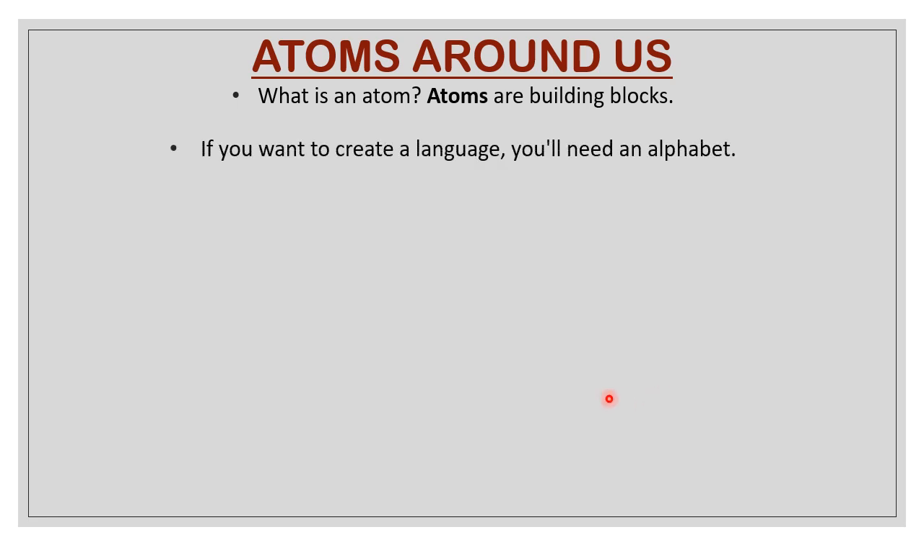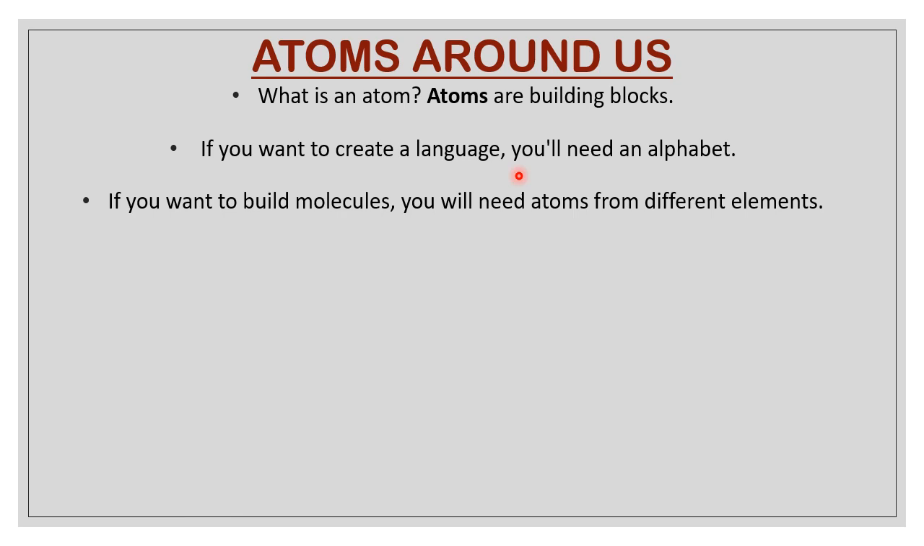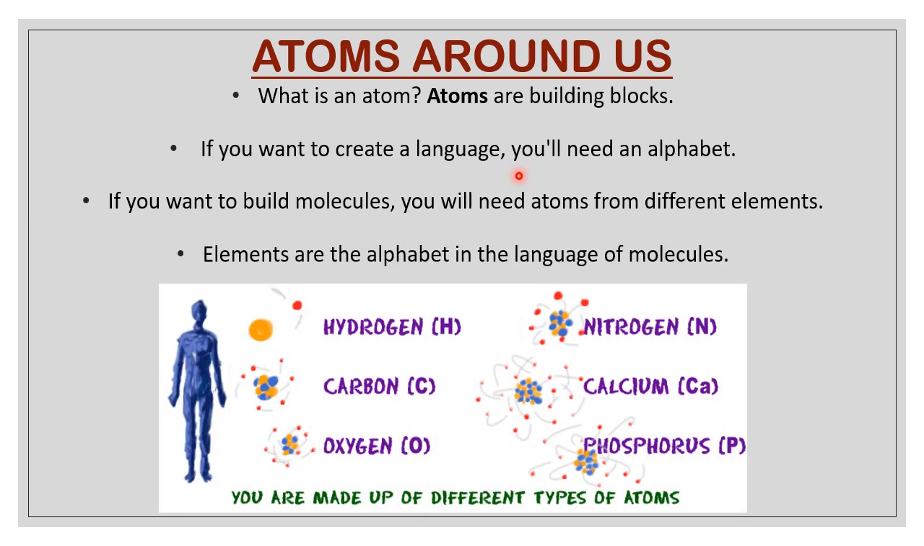Now, atoms around us are the same building blocks of matter. Here, if you want to create a language, you will need an alphabet. I gave this example in the previous class. From the alphabets, words are made. From the words, sentences are made. From the sentences, many books are written. In the same way, in chemistry, all these are examples of atoms and elements.